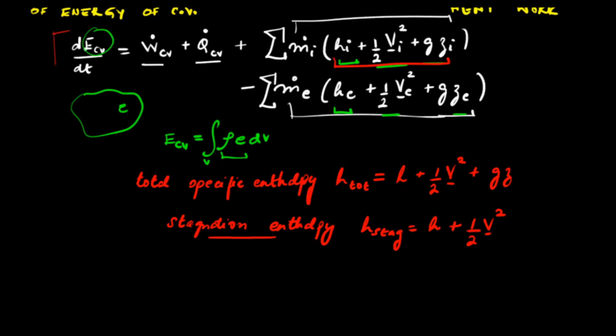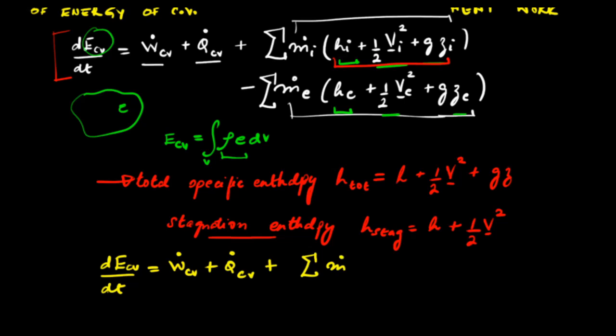So if we want to write this equation, that is the first law applied to a control volume, in terms of the total specific enthalpy, then we can get a very simple form of this equation. So we get dE_CV by dt is equal to W dot CV plus Q dot CV plus summation over m dot inlet times the total enthalpy at the inlet conditions minus summation over all the exits of m dot times the total specific enthalpy at those exit conditions.